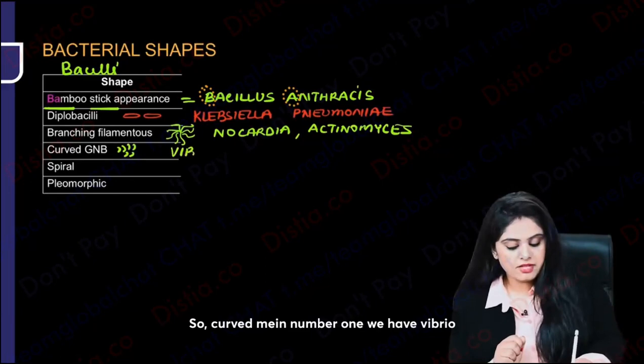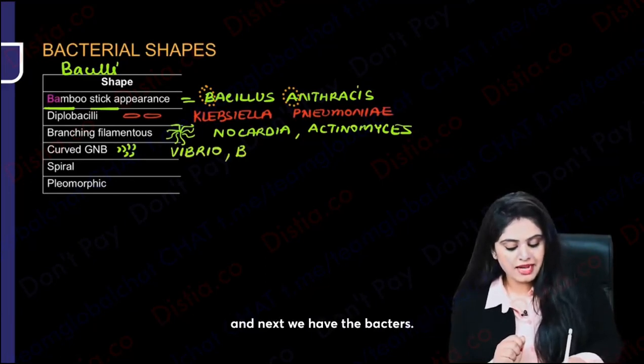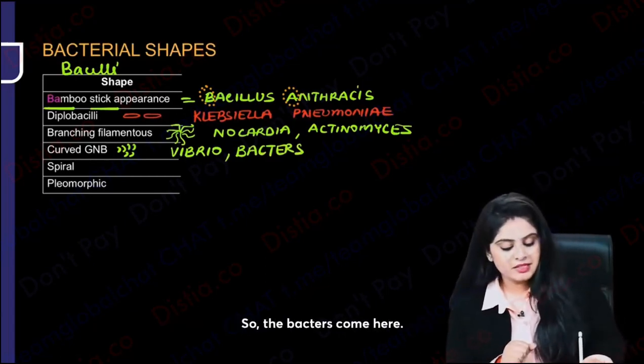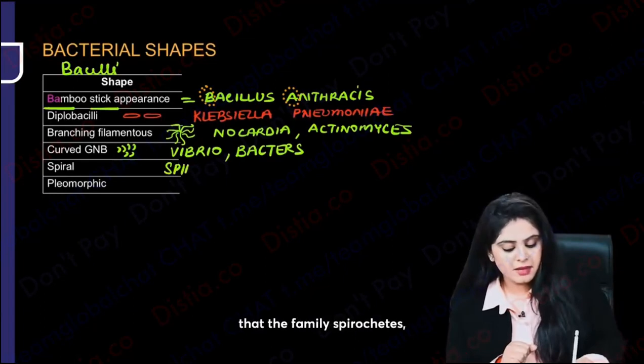So curved ones: number one we have Vibrio, and next we have the bacters. What are the bacters, guys? You will study it later. Campylobacter, Helicobacter. So the bacters come here. Spiral, the word only tells me that the family spirochetes are going to be spiral.